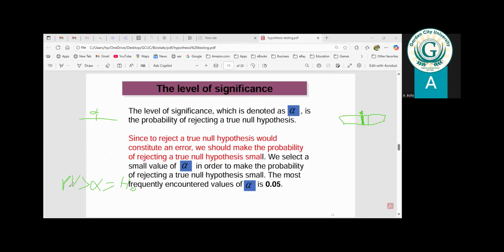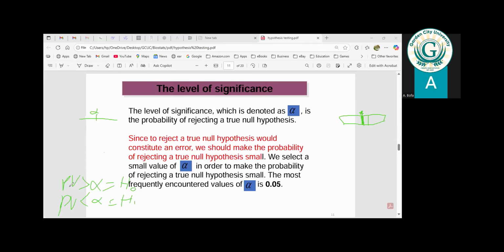Whenever you have your probability value greater than the significance level, we are going to do what? Accept H naught, the null hypothesis. And then the other one, whenever your p-value is less than the significance level, that one is in favor of H1. And H1 is what? The alternative hypothesis.